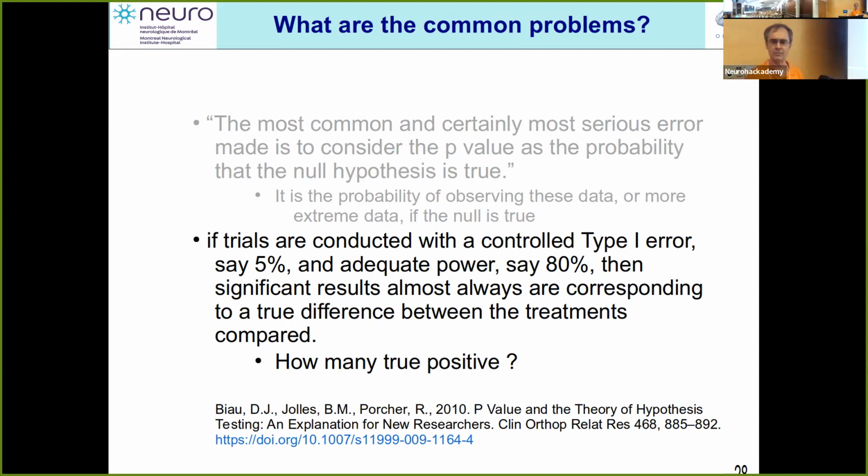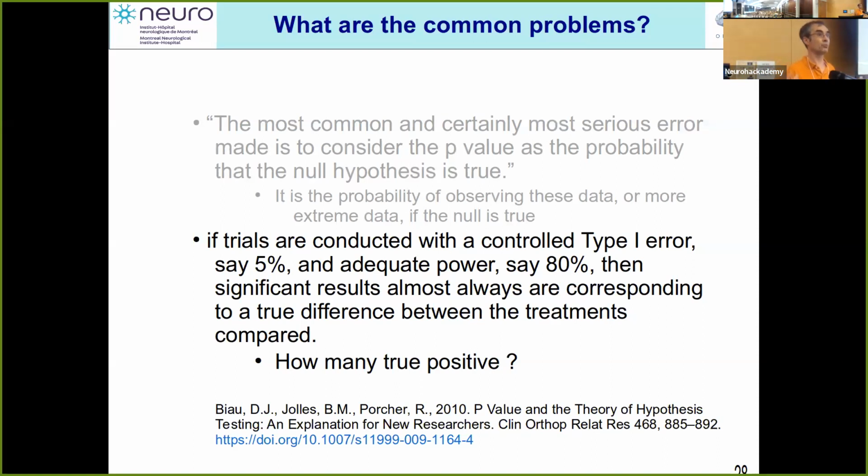So let's say you conduct some test with a type 1 error of 5%. You've got 80% power, so the probability of the test being significant when there is a signal is 80%. And you do that, let's say, for testing the true difference between two treatments compared.